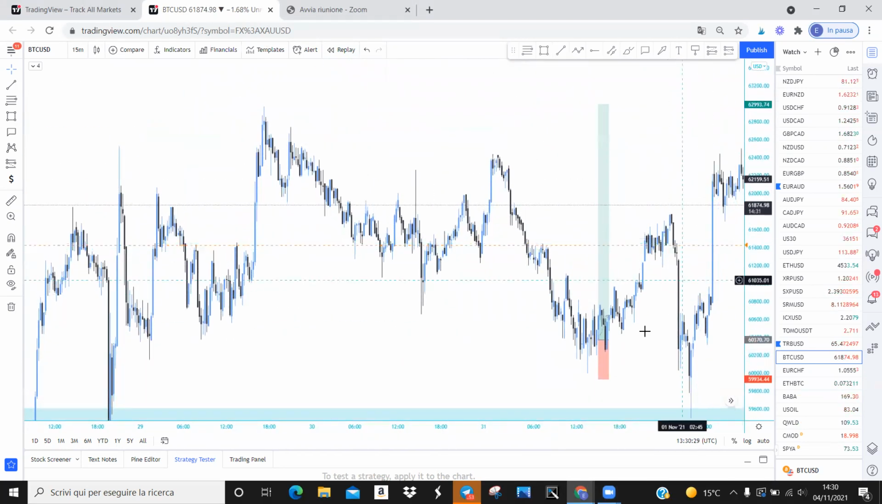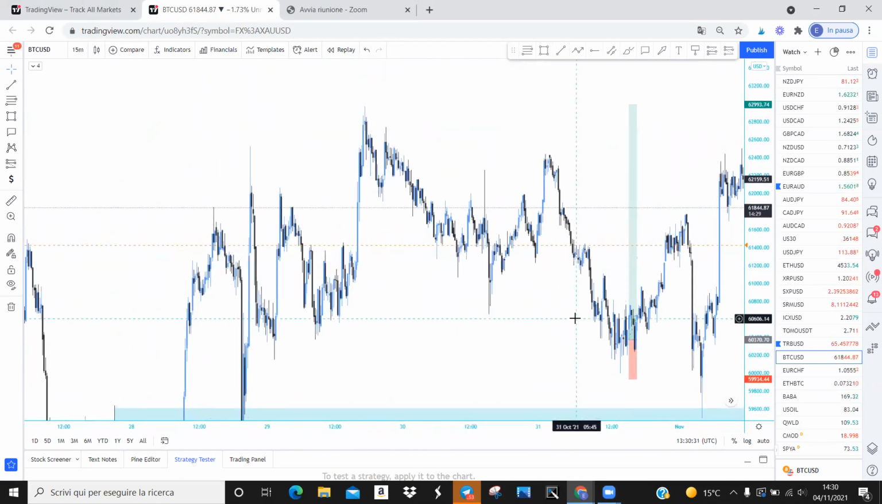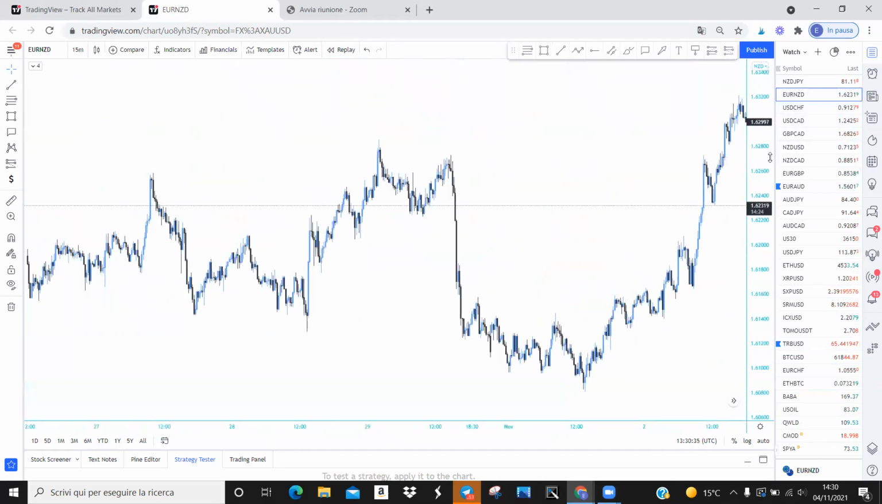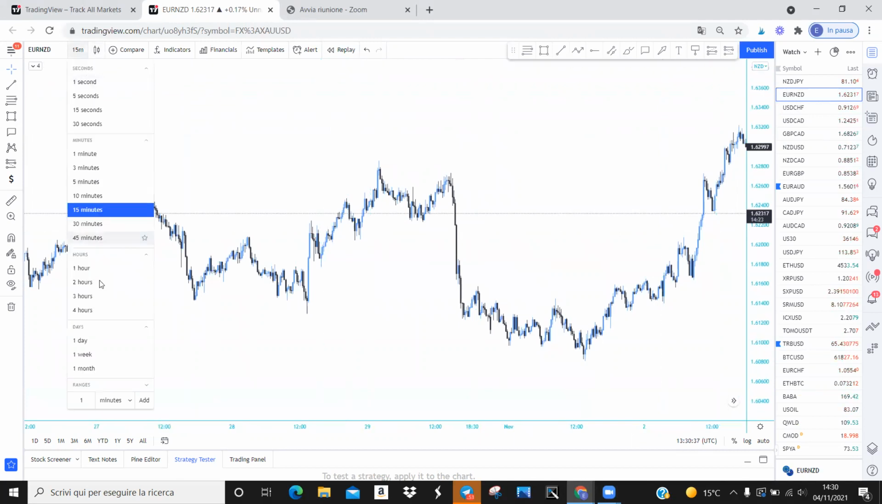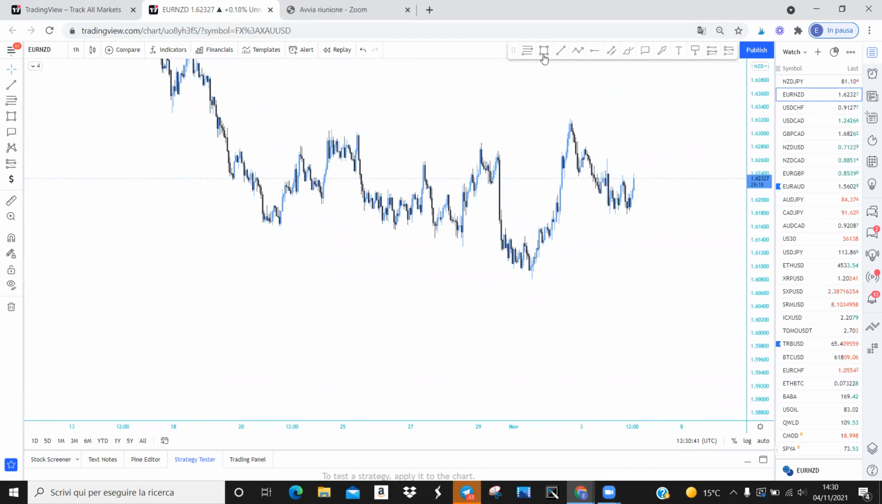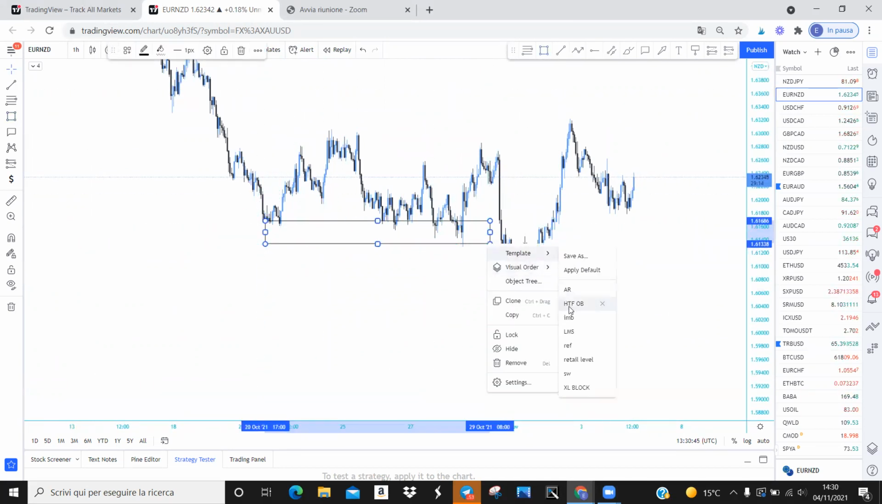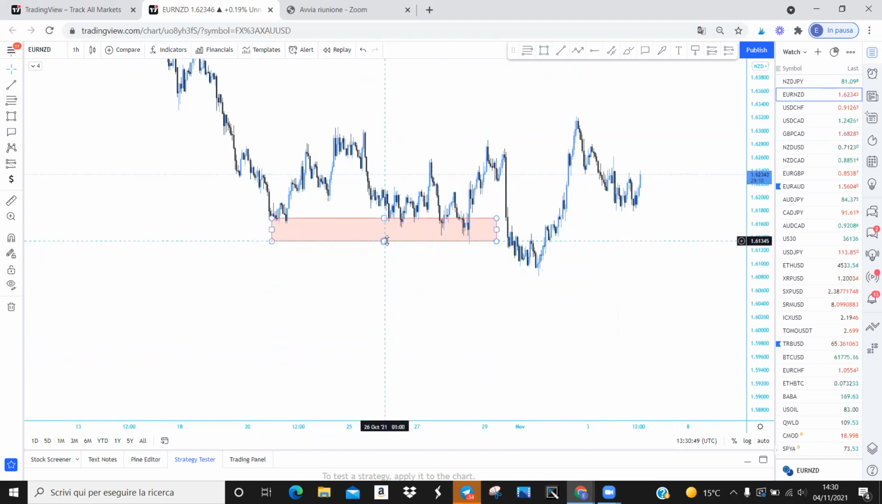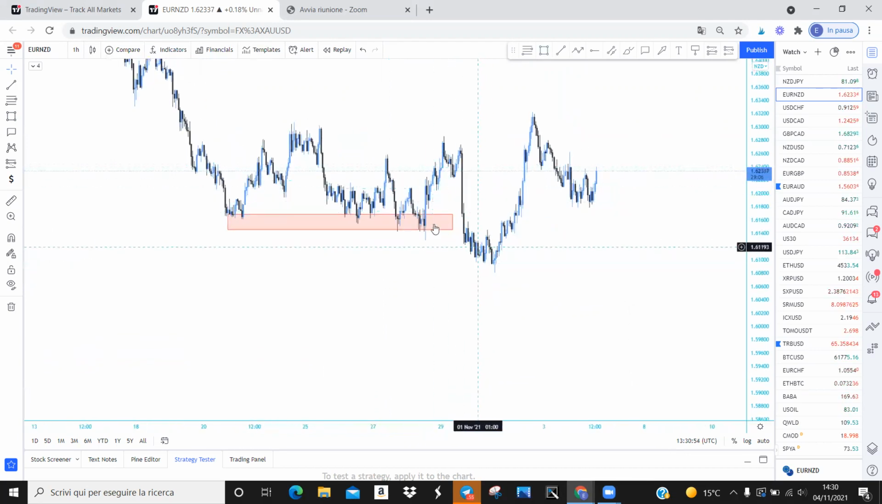Then we have the retail level. So for example, let's go on another pair. As you know, many traders are using support and resistance, and we want to identify those areas to consider those areas as manipulation areas. So I will draw my box, and this color is my retail level, which can be targeted as there is a lot of liquidity below this level.